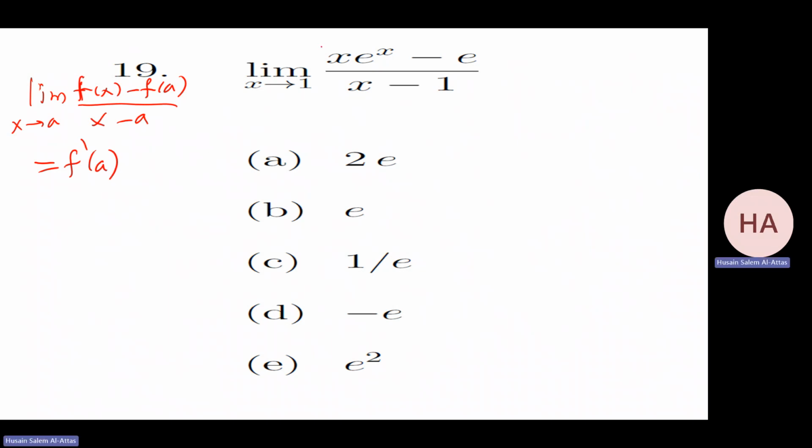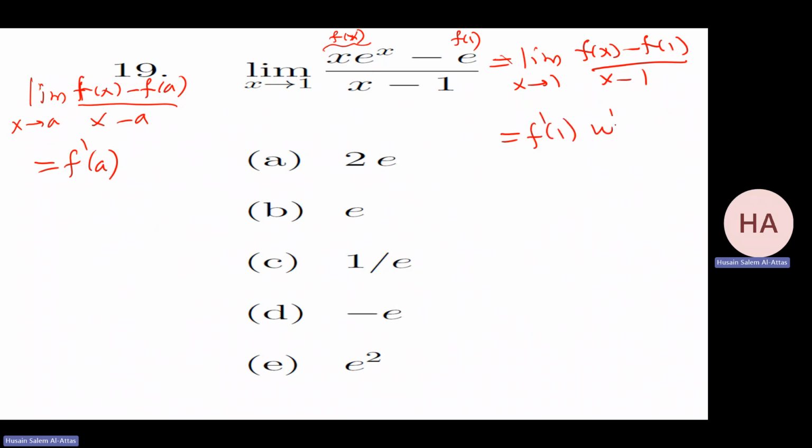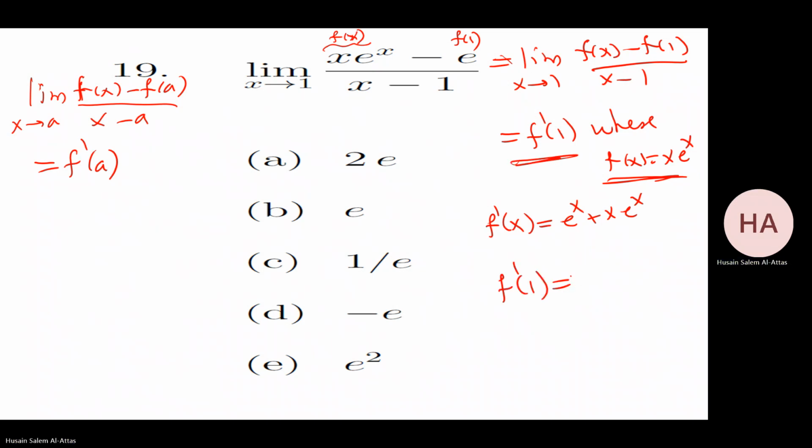So if we think of this as f of x, at 1 it will be 1 times e to the power 1. So this is f of 1. So this limit as x goes to 1 of f of x minus f of 1 over x minus 1 is f prime at 1, where f of x is x e^x, which I can find using the product rule. It will be e^x plus x e^x, at 1, which is my answer. It will be e plus e, which is 2e.